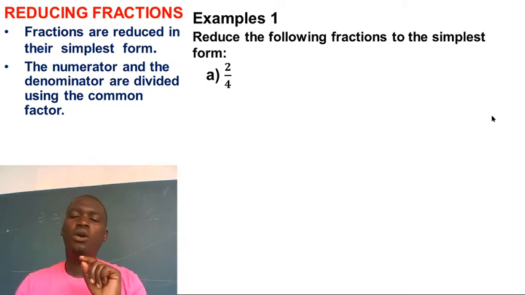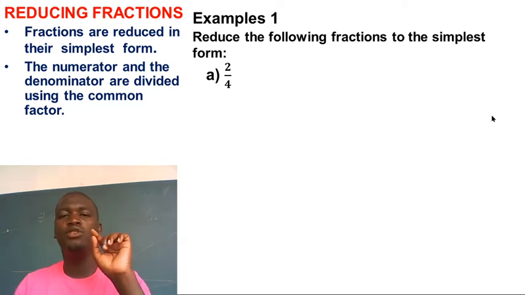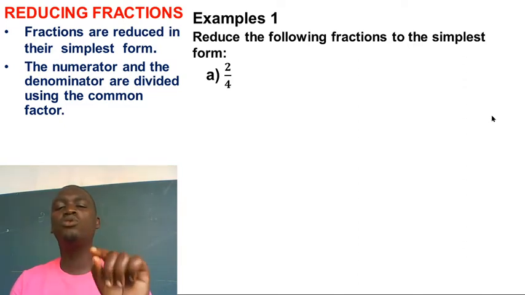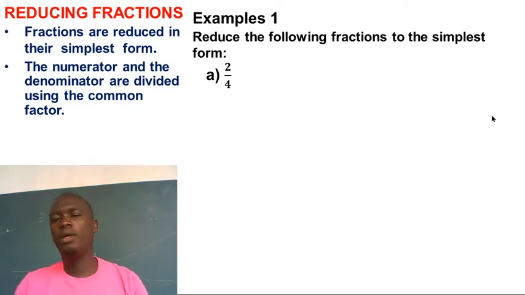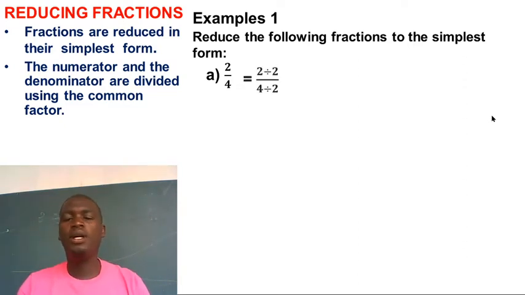So we have 2 out of 4. What is the common factor between 2 and 4? Which number divides 2 and at the same time divides 4? That number is 2. So we shall say 2 divided by 2 out of 4 divided by 2. Giving us 2 divided by 2 we get 1, and 4 divided by 2 we get 2.